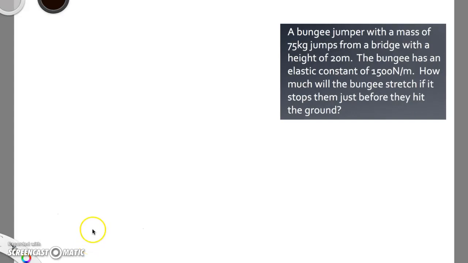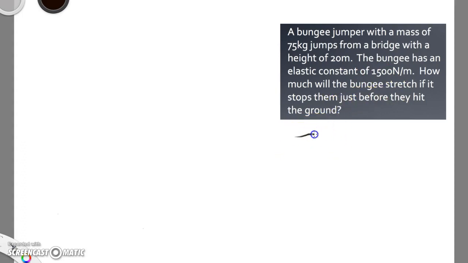In this next one, we're going to look at elastic potential energy. So we have a bungee jumper jumping off a 20-meter bridge, and we're asked, given the elastic constant of the bungee cord, how much the bungee will stretch if it stops them just before they hit the ground.